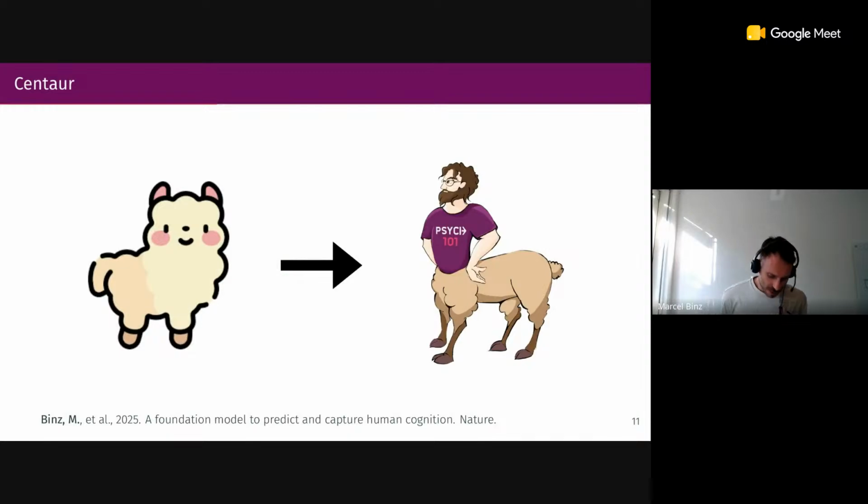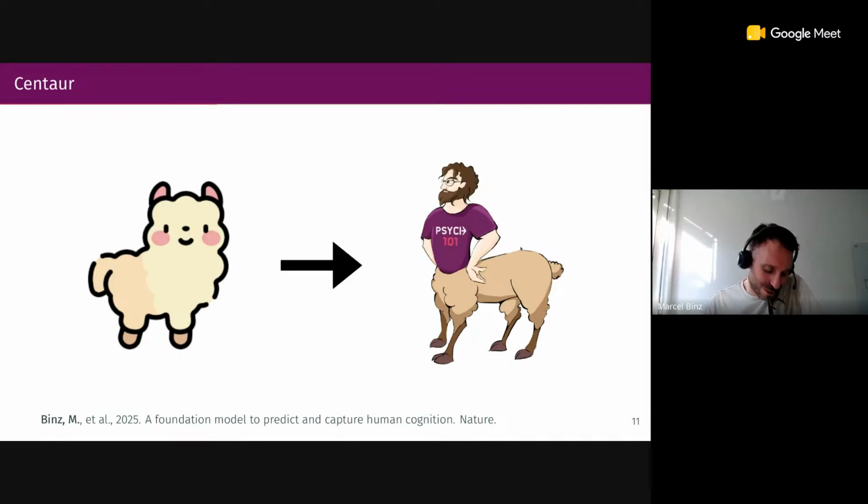Perfect. So then we took this data set and wanted to fine-tune a language model on it in order to align human behavior. In particular, we started with the open source version of the Llama 3.1 model in the 70 billion parameter version. Applied a fine-tuning technique known as quantized low-rank adaptation, and that led to the first foundation model of human cognition that we call Centaur.